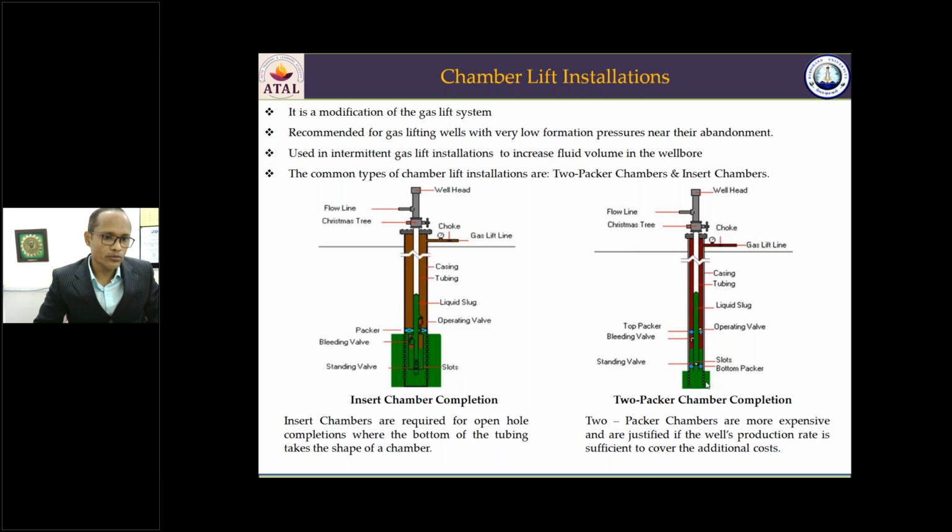So for the same bottom hole pressure, the amount of fluid that is accumulated is high compared to the normal intermittent installation because of the design we have made. The bottom hole assembly is modified. Here it is in the form of a chamber and two-packer. The amount of fluid accumulating during the accumulation period increases. So the production from the well increases.